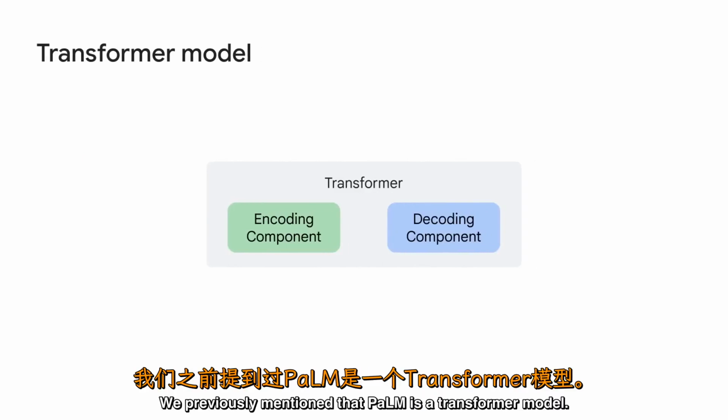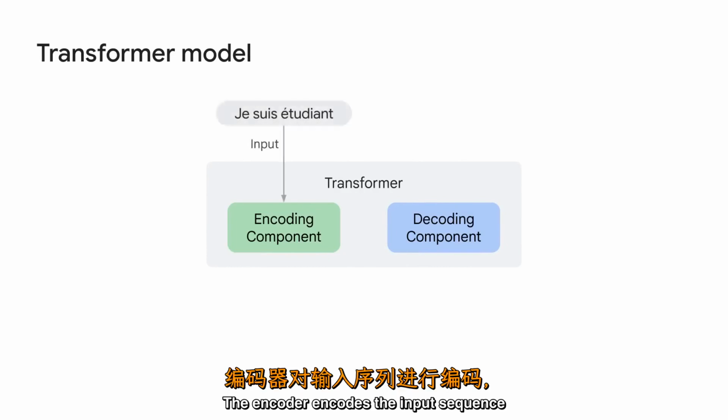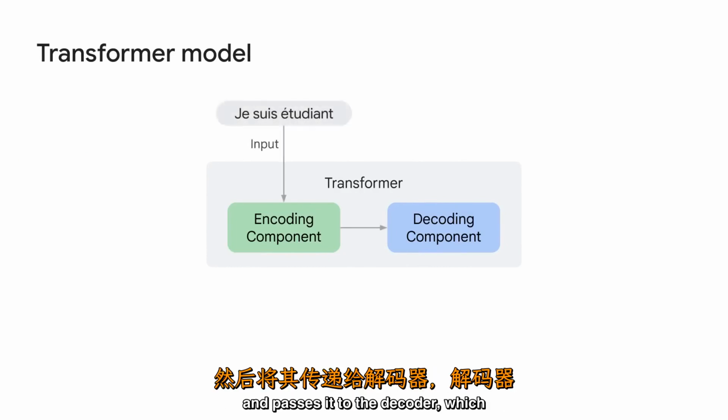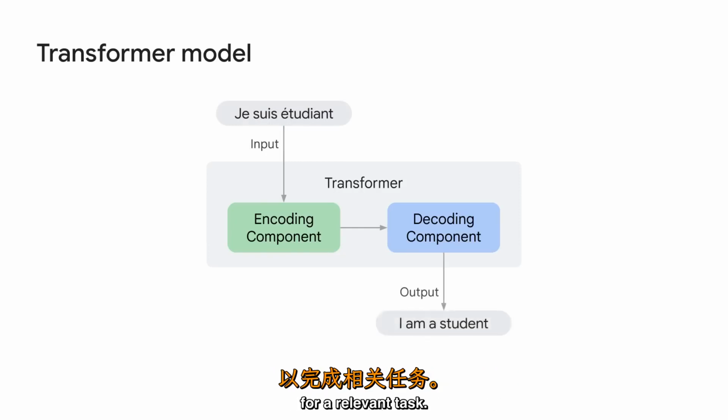We previously mentioned that PaLM is a transformer model. A transformer model consists of encoder and decoder. The encoder encodes the input sequence and passes it to the decoder, which learns how to decode the representations for a relevant task.